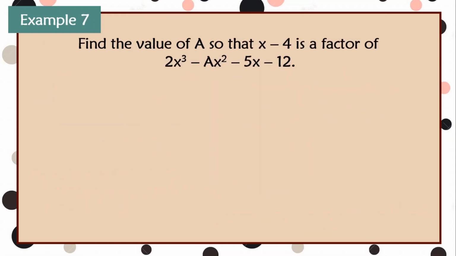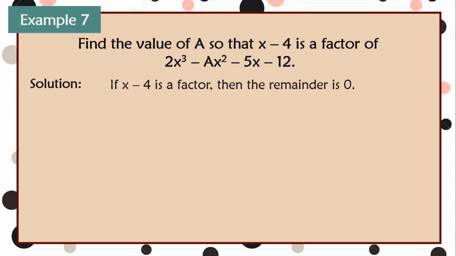Next example. Find the value of a so that x minus 4 is a factor of 2x cubed minus ax squared minus 5x minus 12. So for our solution, if x minus 4 is a factor, then the remainder is 0. So it means that p of 4 is equal to 0. So substitute the value of x.